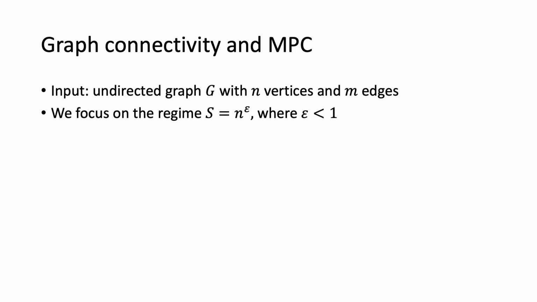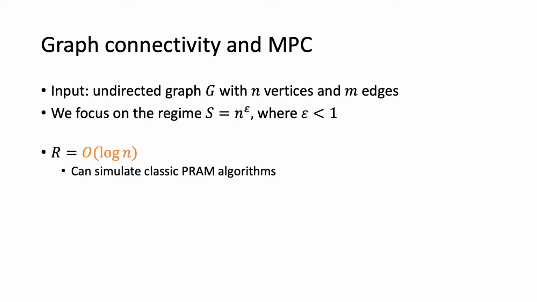In this talk, we will in particular look at the problem of graph connectivity in the MPC model. So given an undirected graph G with n vertices and m edges as input, we are to decide whether G is connected or not. For the rest of the talk, we will focus on the regime where the I/O capacity S is truly sublinear in the number of vertices. That is, S is n to the power epsilon for some small constant epsilon that is strictly less than 1. For graph connectivity, there is this big O of log n upper bound on its round complexity by direct simulation of classic PRAM algorithms.